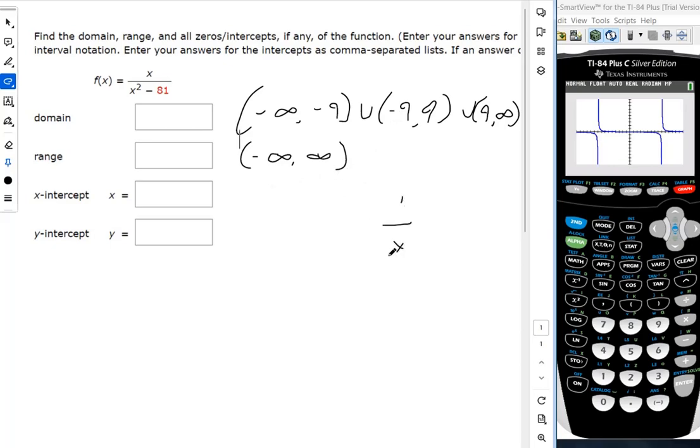If it was 1 over x, the range would be -infinity to 0, union 0 to infinity. Because 0 is not possible. You'd see a horizontal asymptote there.